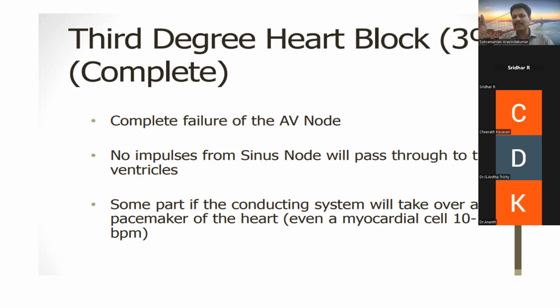Whenever the escape is from the bundle of His, it can have a narrow QRS. After that, the right and left bundles can be conducting. So the rate will be around 45 to 60, and the QRS complex will be narrow because conduction is happening through the conduction system. But when it is getting lower down, close to the ventricle, the escape rhythm will be less than 40, 30, 35. That will also be unstable.